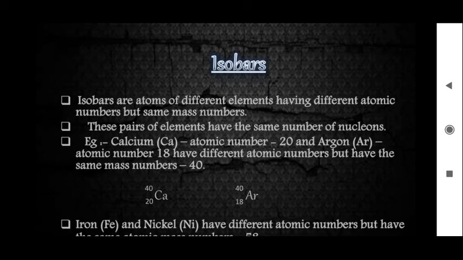Isobars are the ones that have the same mass numbers but different atomic numbers. A best example is argon and calcium, where the atomic number is 18 for argon and 20 for calcium, but the mass number is 40 and 40. Similarly, there are several other examples, like iron and nickel, which also have different atomic numbers but the same mass number. So students, please remember, if atoms have the same atomic number but different mass number, then they are isotopes. Same mass number but different atomic number, then they are called isobars.